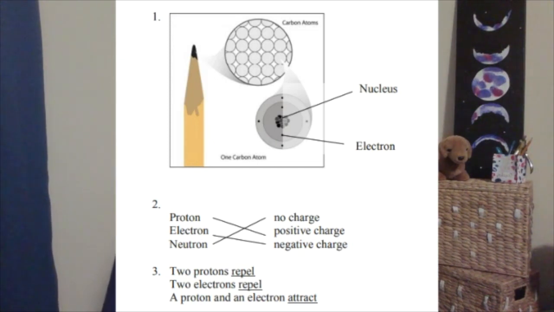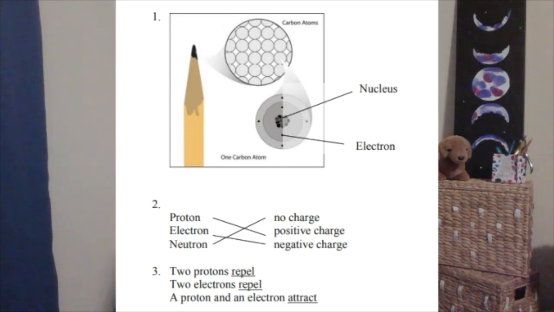I bet you did. For number 2, you had to match the subatomic particle with the electrical charge that would be assigned. The proton would have a positive charge, the electron would have the negative charge, and the neutron is neutral, meaning no charge.